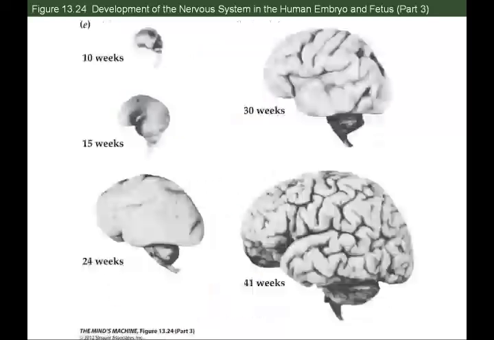So here's prenatally what the brain looks like. Do you notice that at the very beginning there is no gyration? It's pretty smooth. But even at birth, even though the brain looks like an adult brain, it's not.